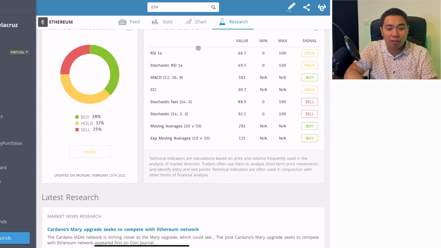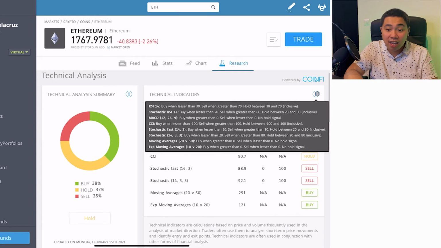You can read all about the indicators by selecting the eye icon on the right side and try to read up on them. In a future video, we'll cover the main indicators.